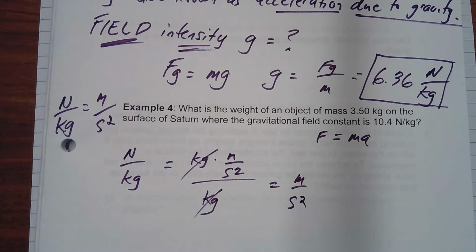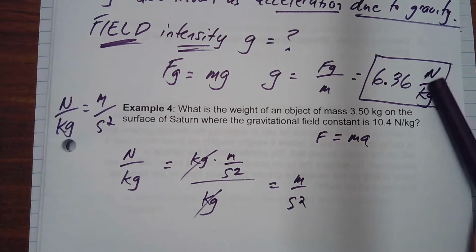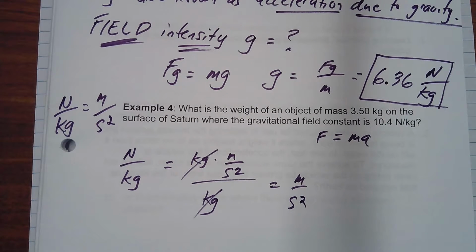So 6.36 newtons per kilogram basically tells you that for every 1 kilogram of mass of this astronaut, the planet is pulling down with a force of 6.36 newtons. By changing the unit, it changes the way you look at the G. But it's the exact same thing, right? Still the same acceleration due to gravity, just now called the gravitational field constant. Okay, then you'd be able to do example 4.